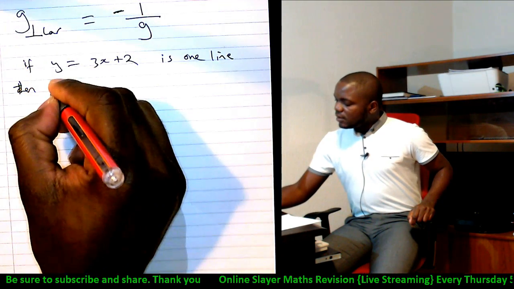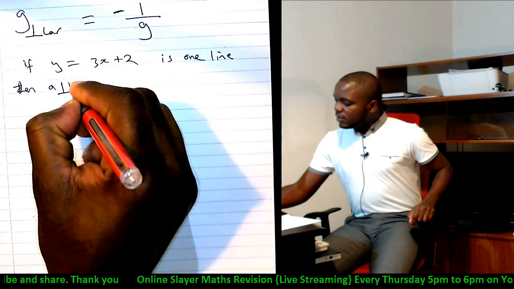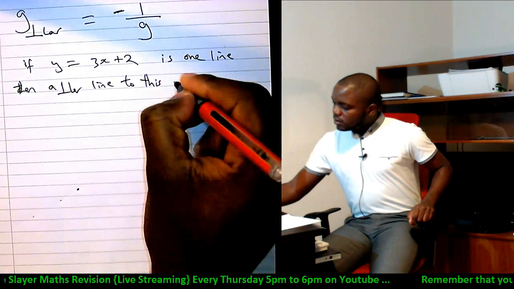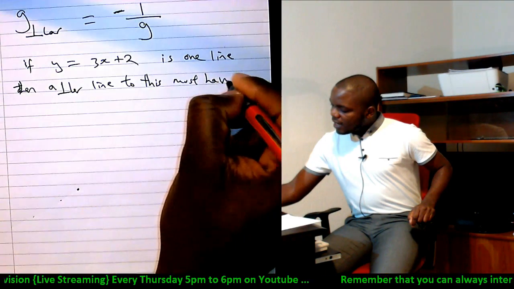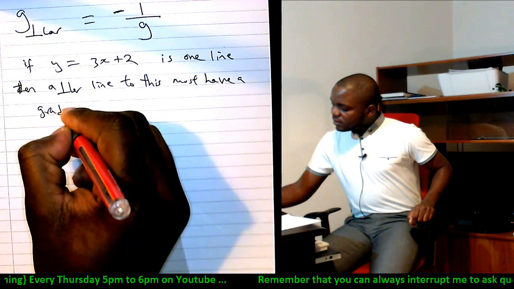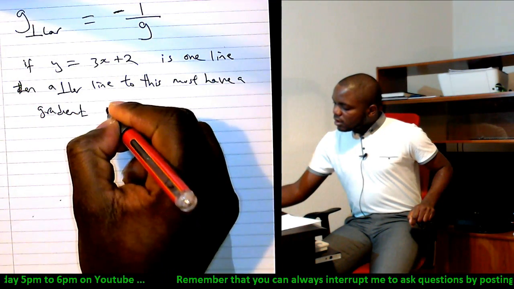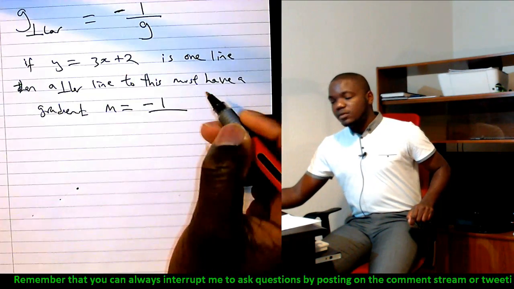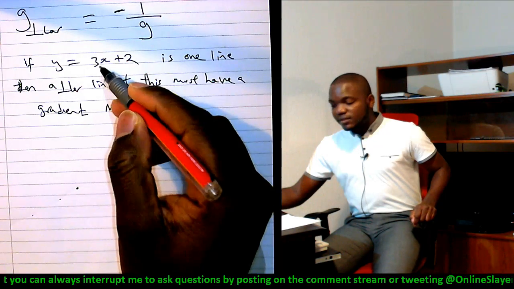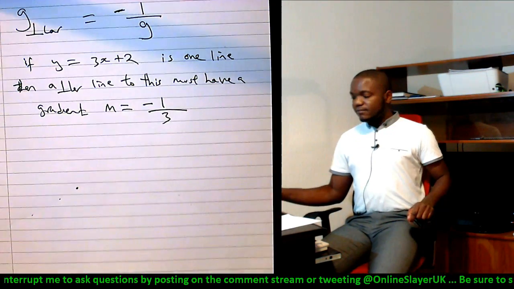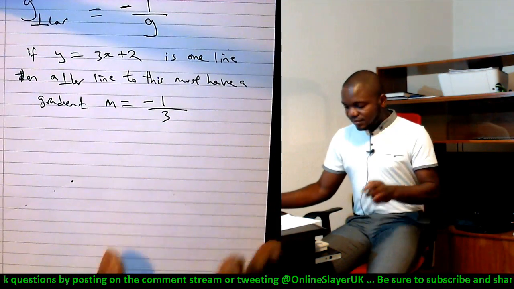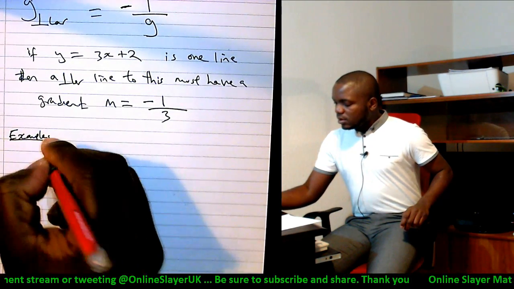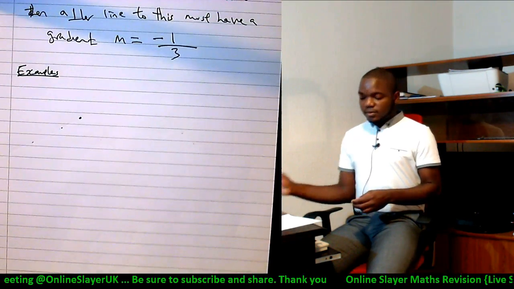then a perpendicular line to this must have a gradient of -1 over the gradient of this one. Since the gradient of this one is 3, then -1 over 3. Quickly noted. All right, so let's look at some beautiful examples and we can appreciate what this is all about.